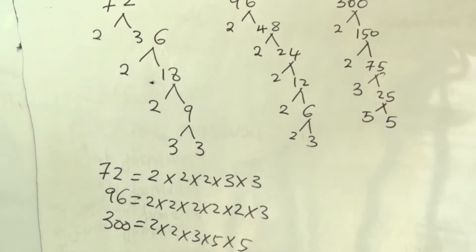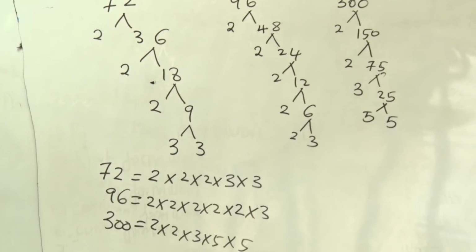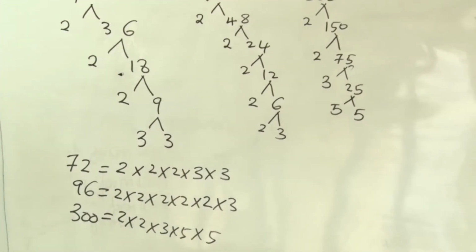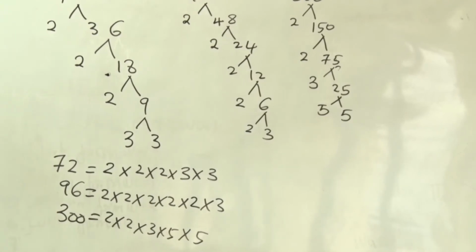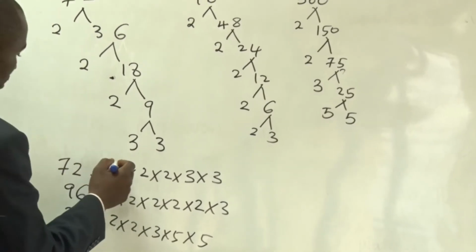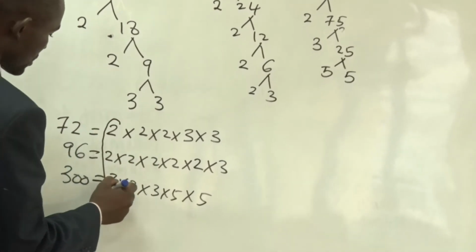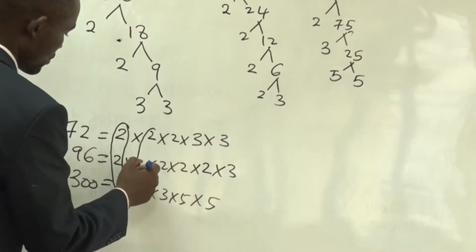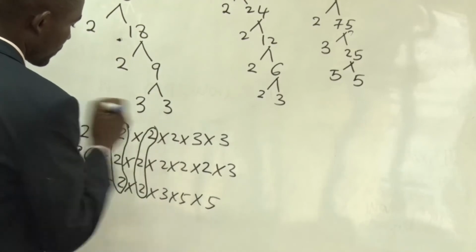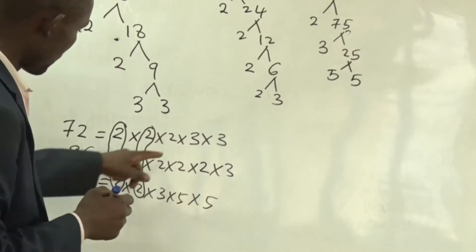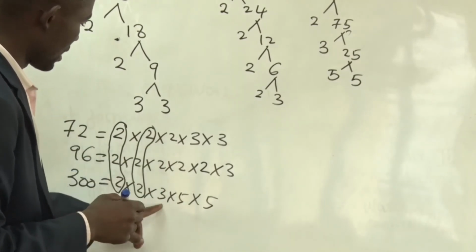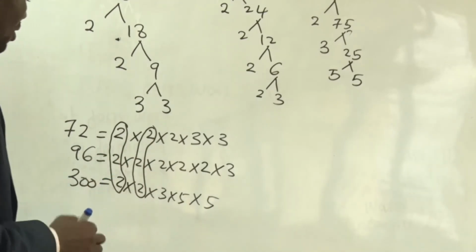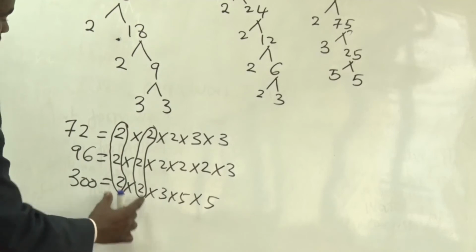After you have done that, remember the process: you identify the common numbers in all cases and you multiply them. We can start with the first one, which is 2. 2 is common in all cases. We have 2 here, we have 2 there, we don't have another 2 here. So the only 2's which are common are the first 2's.